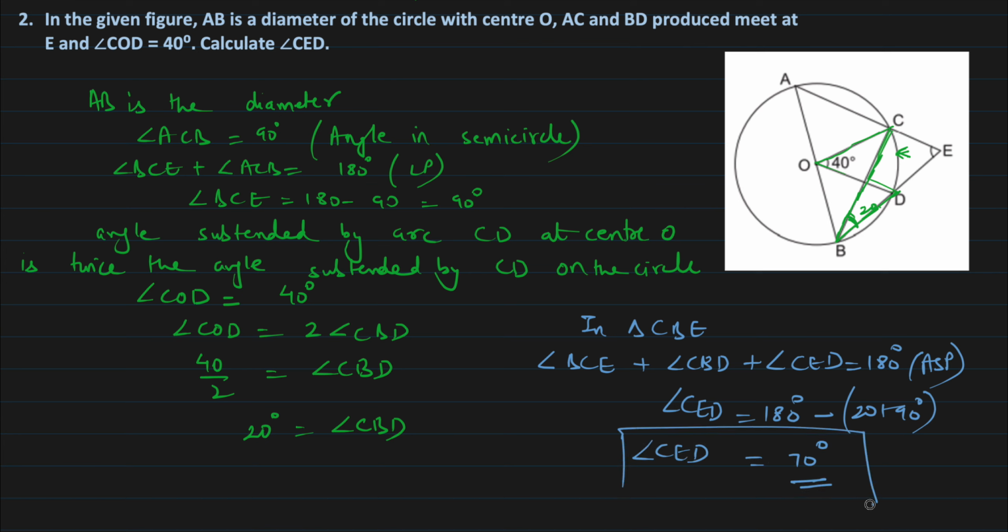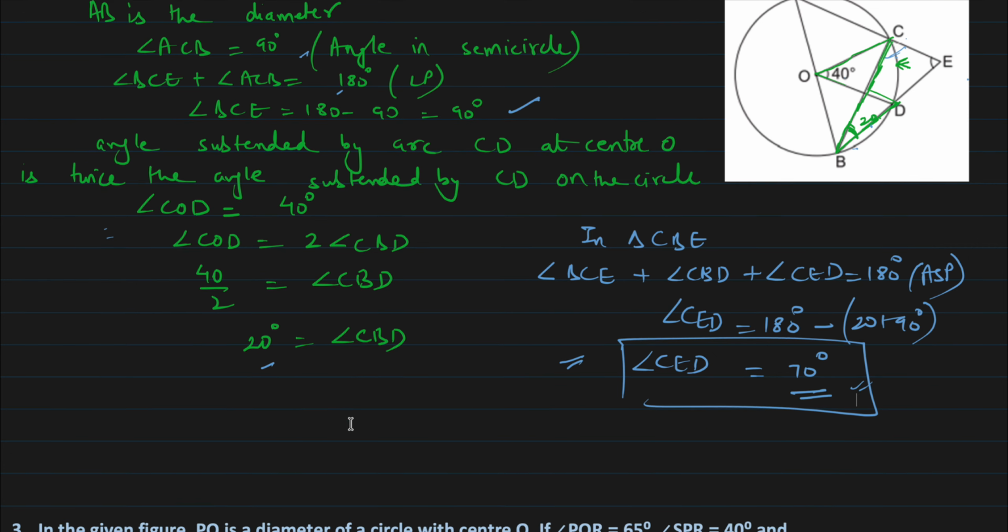Let's cross check if there is a mistake in calculation anywhere. 90 is right here, right? 90 using angle sum property, linear pair. Then using the theorem, COD is double of CBD. We got it 20. Then 20 plus 90 is 110. 180 minus 110, 70. We are done. Clear. Now move to the third question.